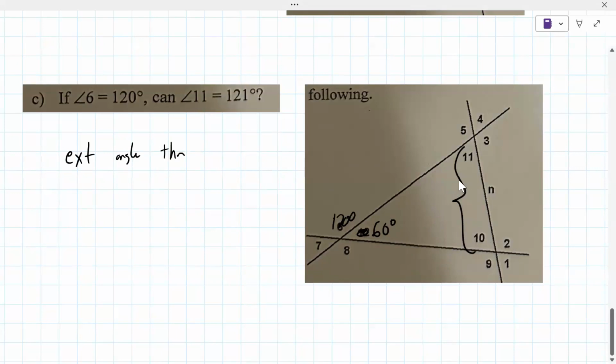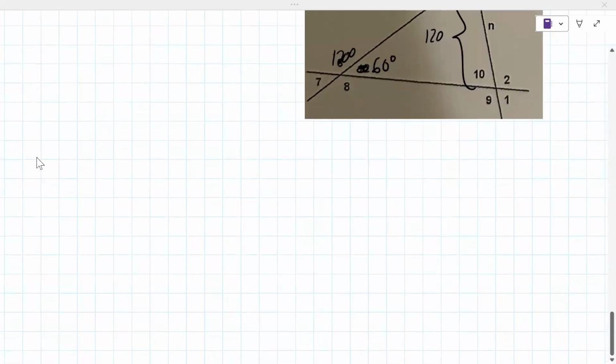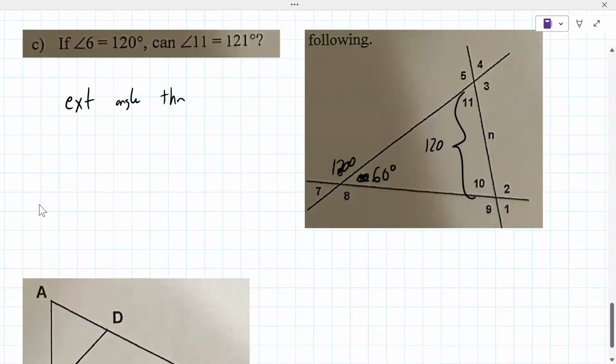So can angle 11 equal 121? The answer is no, because the sum has to be 120. So how can these two angles be 120 if one's already 121? All right. Any questions on that before we move to 5? So for that one, the answer would be no, it has to be less than 120. Okay.